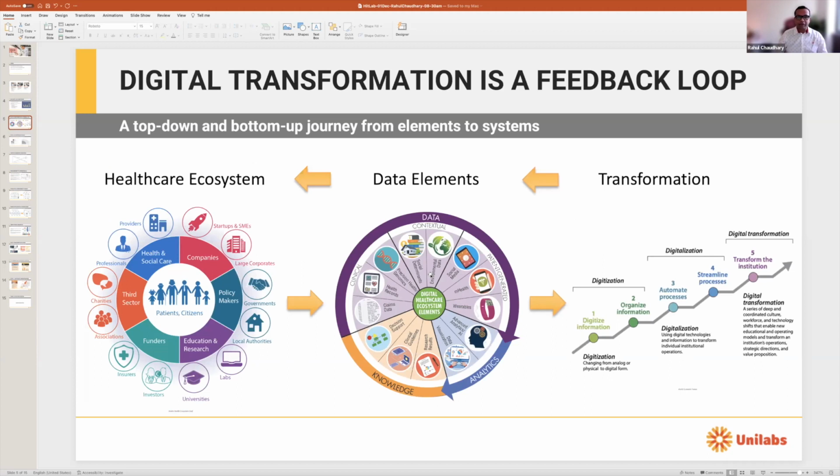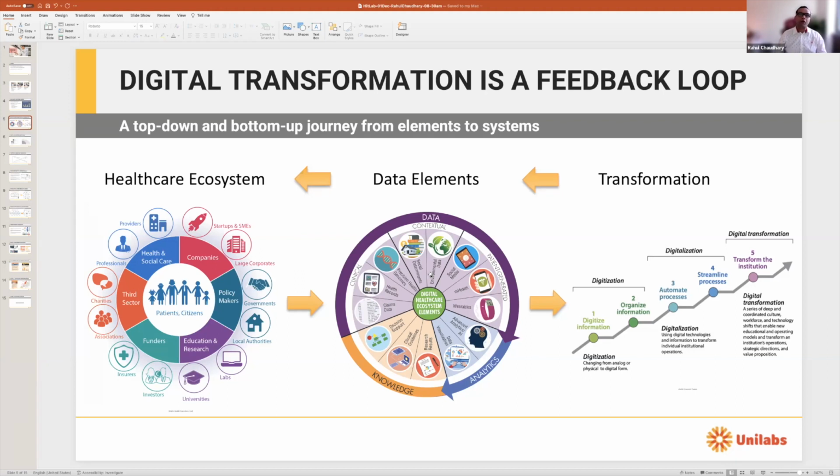Now, digital transformation is actually a feedback loop. What I mean by that is, when you see the healthcare ecosystem, it's composed of various organizations, various sectors. You can have the health and social care sectors, where you have the healthcare providers and the professionals. You have the professional companies, you have the policymakers, the government, you have the universities and research, and then obviously the insurance and investors from the funding side, and the third sector from charities and associations. Now, all of these are stakeholders in the ecosystem.